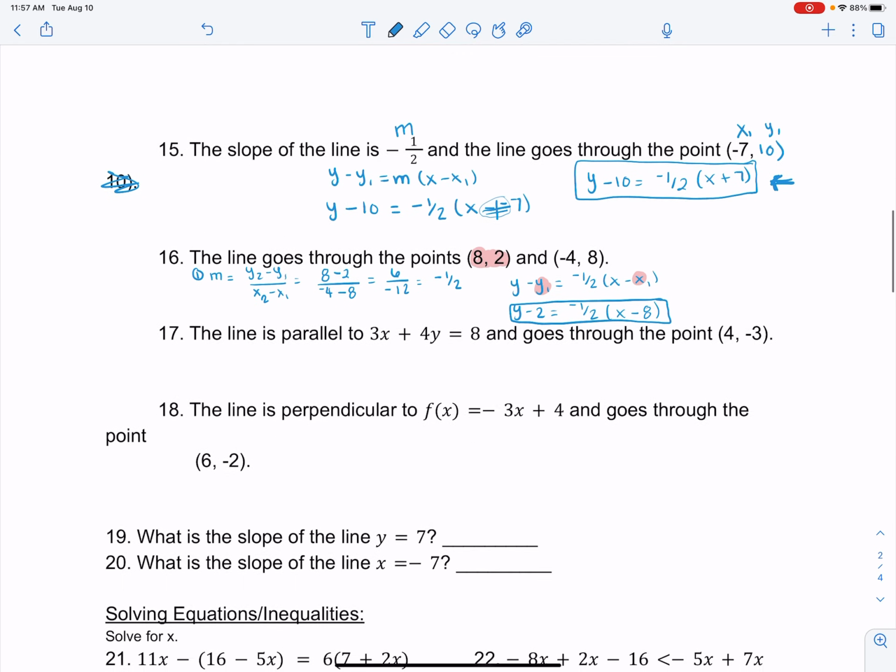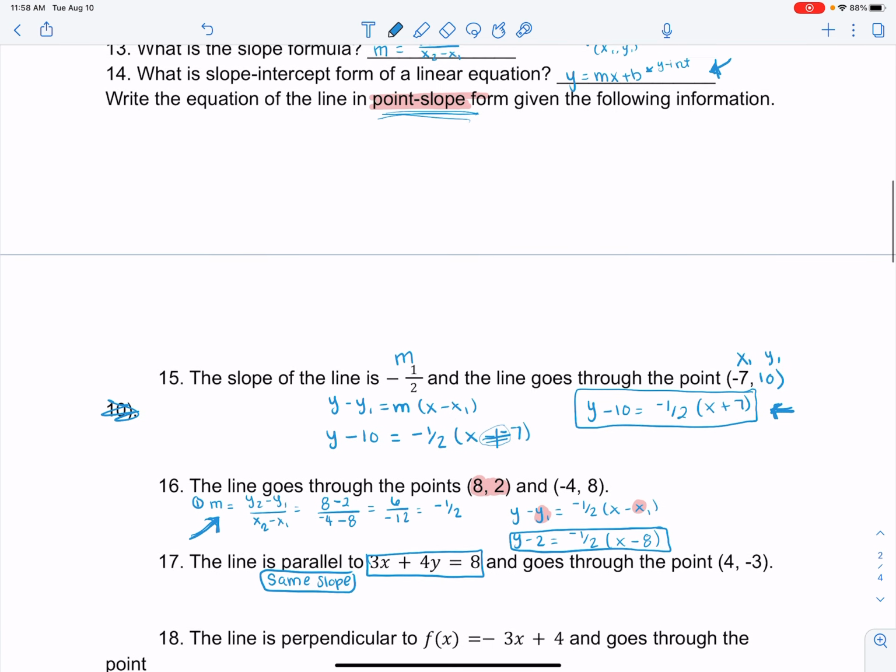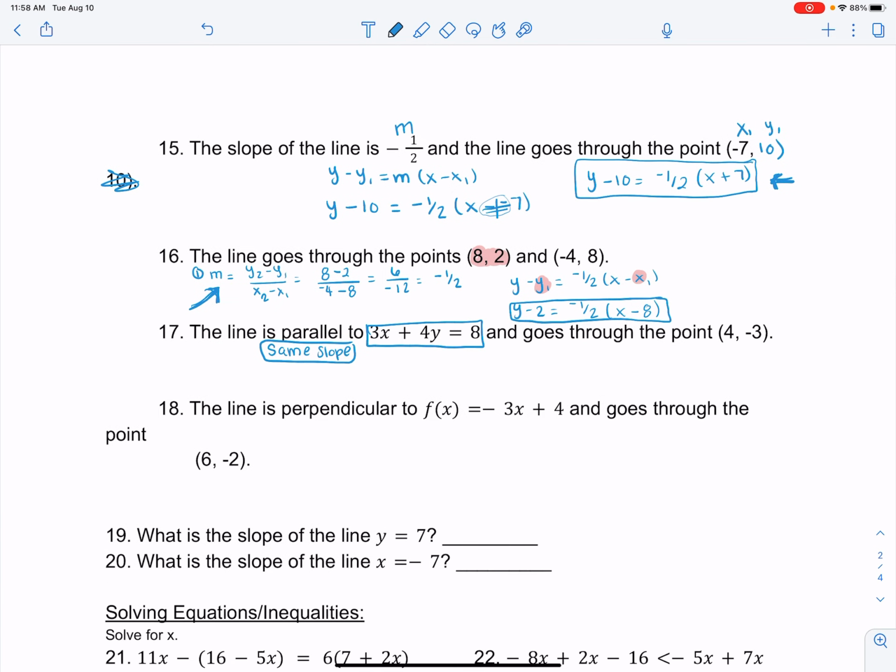Okay, we're going to write a line that's parallel to 3x plus 4y equals 8 and goes through the point 4, negative 3. First of all, you need to remember that parallel means same slope. If I give you 2 points, you use this formula to find the slope. But if I give you an equation, the only way you're going to know the slope is to get that equation into slope-intercept form so that you know where the m value is.